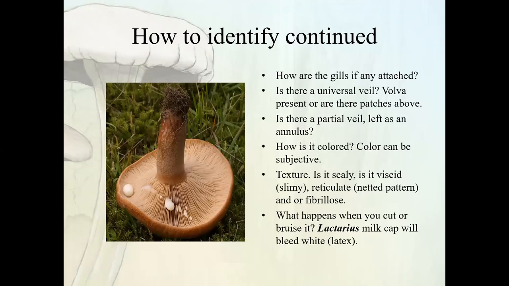Okay, so how do I identify, continued. Again, are the gills attached or not attached? Is there a universal veil? Is a volva present, large? Are there patches above? Like in the muscaria, you have little patches. How is it colored? Color can be subjective. Sebastian may call this brown, I might call it orange. So be careful with color. Texture: is it scaly? Is it viscid or slimy? Is it reticulate, the netted pattern that you saw earlier in the boletes, or fibrillose? What happens when you cut or bruise it? Does it turn purple, pink, yellow? Does it bleed milk? Those are all things you have to dig in and start cutting and slicing.